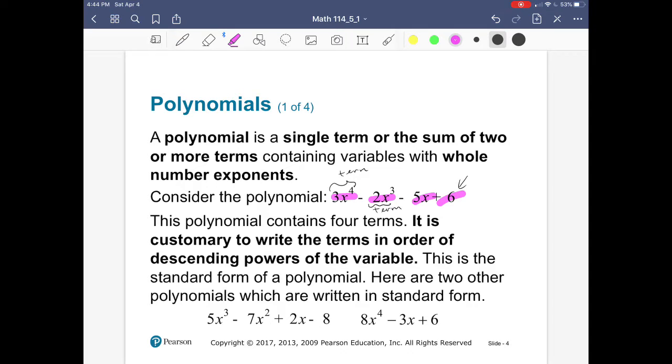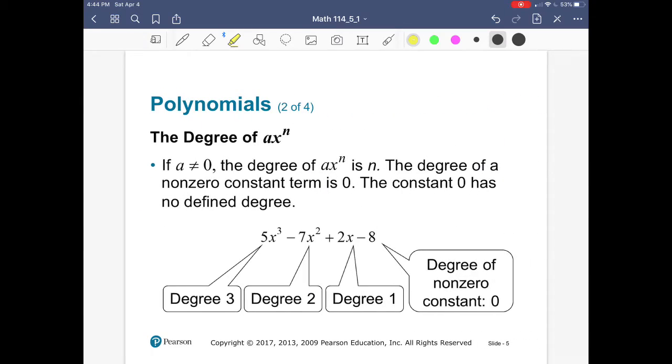It is customary to write the terms in order of descending powers. What this means is, this is to the fourth power, third power, power to the first, and finally, technically, this is x to the 0 power, thus the last. This is the standard form of a polynomial. Here are two other polynomials written in standard form, similar to the one we have there.